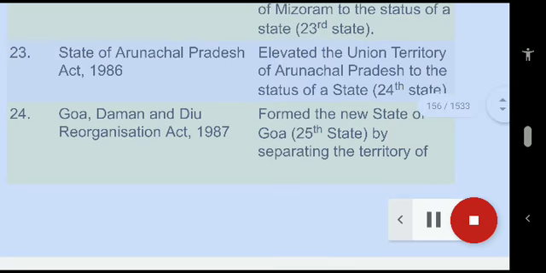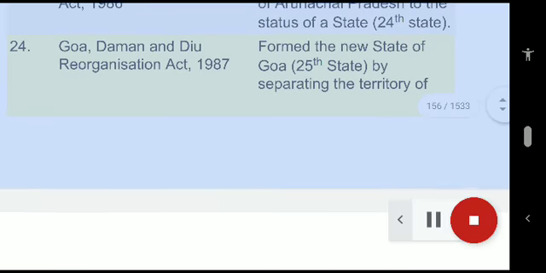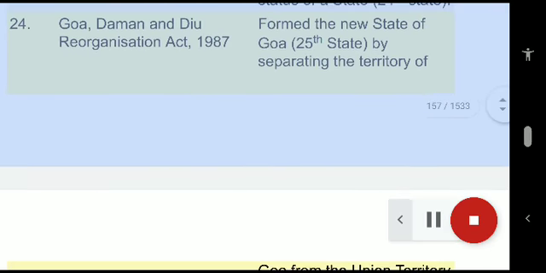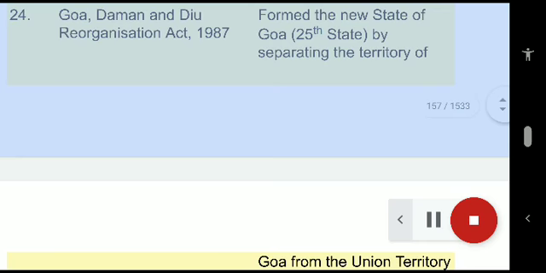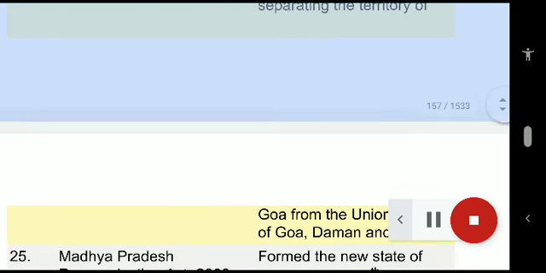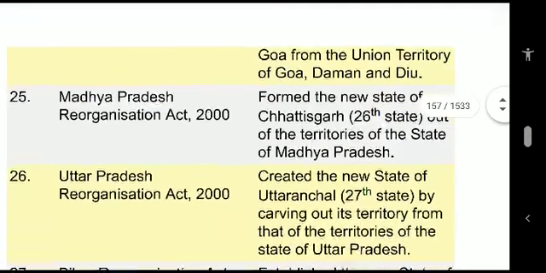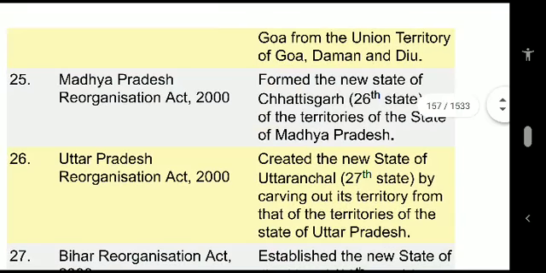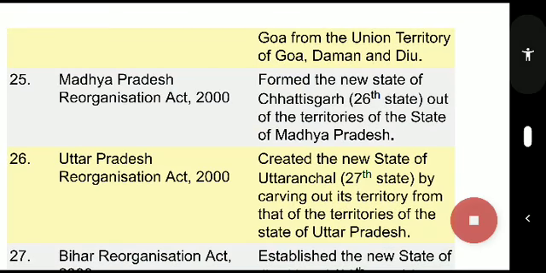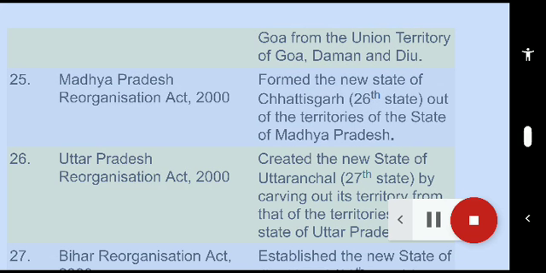24. Goa, Daman and Diu Reorganization Act 1987 formed the new state of Goa, 25th state, by separating the territory of Goa from the Union Territory of Goa, Daman and Diu.